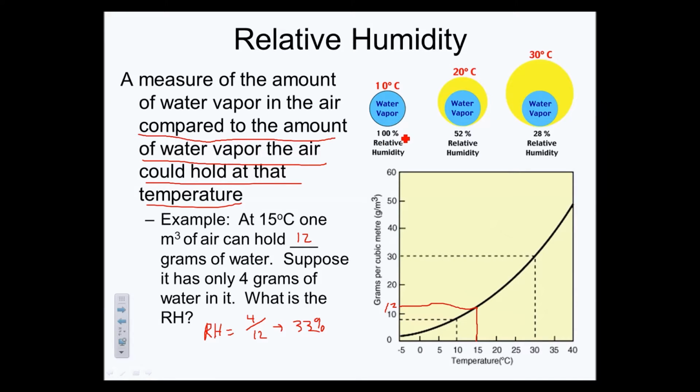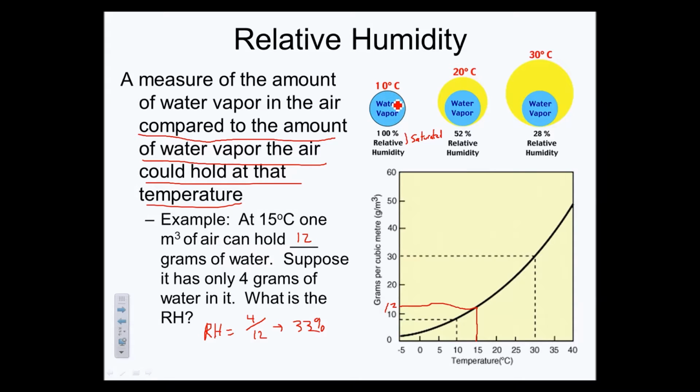In the next couple of slides, we're going to call this saturated. 100% relative humidity is saturated. What that means is the air cannot hold any more water. It is completely filled with water. What if you tried to add more water into it? Well, it wouldn't be absorbed. It's completely filled with water.